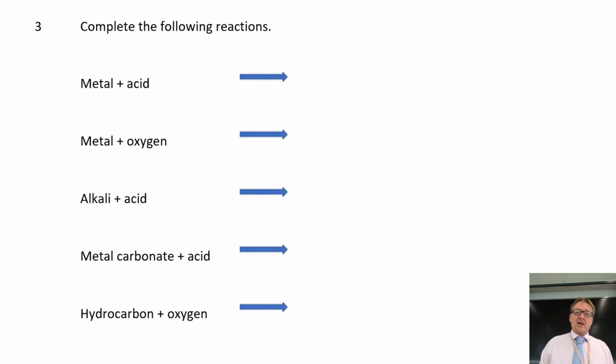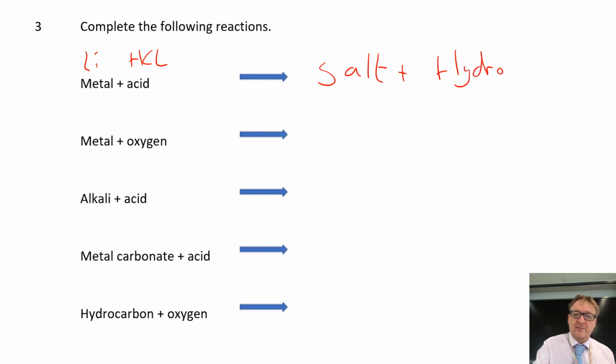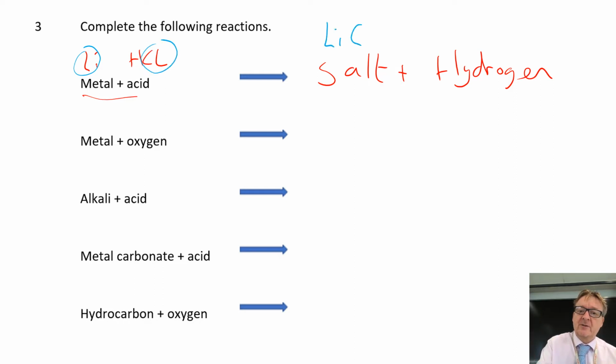Question number 3. Complete the following reactions, metal and acid. So I'm going to say lithium and hydrochloric acid. Metal plus acid makes salt plus hydrogen. And people always think when you say salt, you're thinking of sodium chloride. Now you're not. The salt is you combine the lithium with the non-metal that's involved in here. So it's lithium chloride plus hydrogen. Now it's not balanced, all right? Balancing comes at another stage.